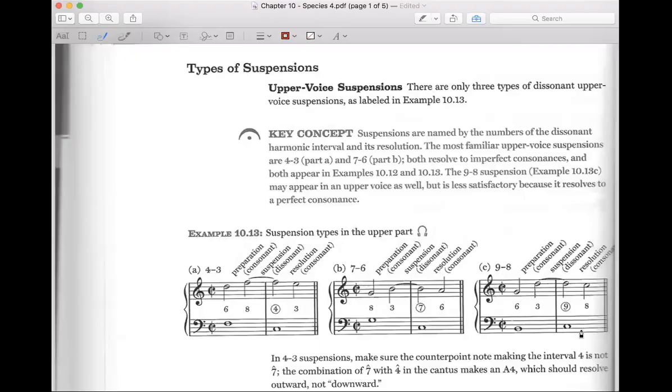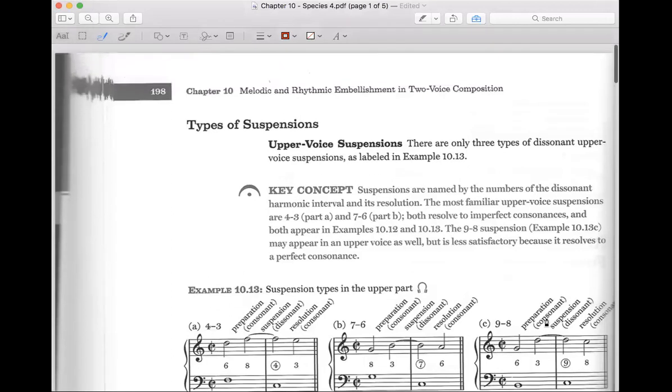Okay, but it is important to cover species 4 because it has one of the most important things that you see in all kinds of music, not just music of pre-Baroque or classical or romantic, but you hear elements of species 4 in today's music as well. Okay, and what are we talking about? Well, you can see it at the top of your page. Suspensions.